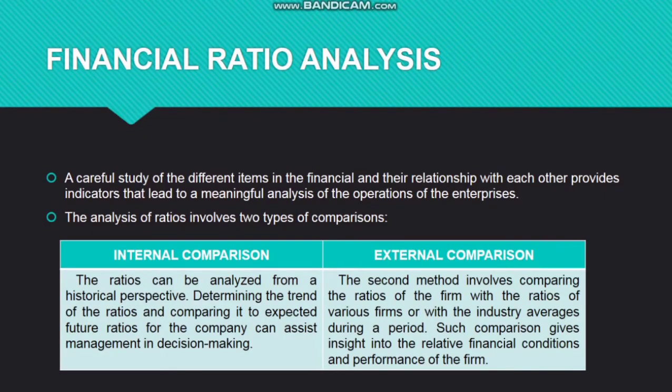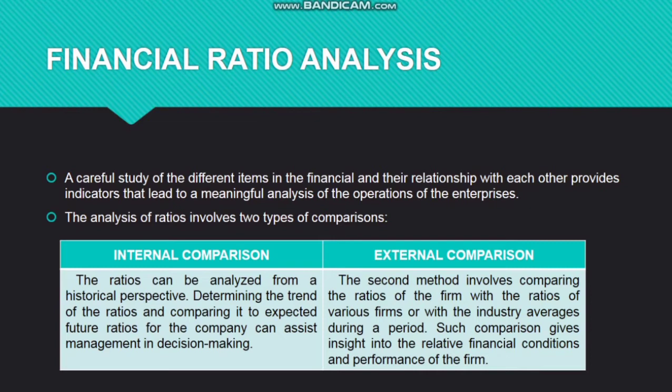So a financial ratio or accounting ratio is the relative magnitude of two selected numerical values taken from an enterprise's financial statements, often used in accounting. There are many standard ratios used to try to evaluate the overall financial condition of the corporation or other organization. The analysis of ratios involves two types of comparison: the internal comparison and the external comparison.